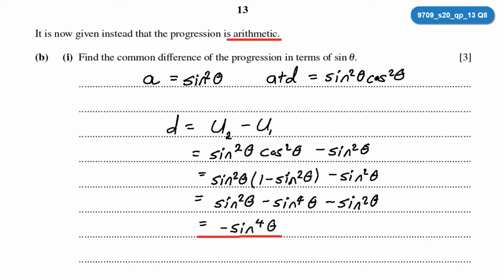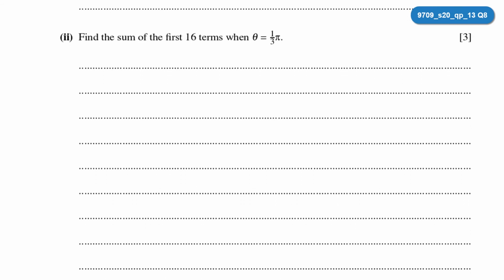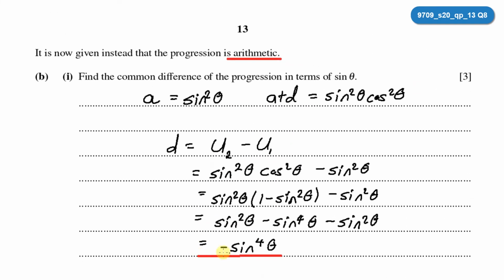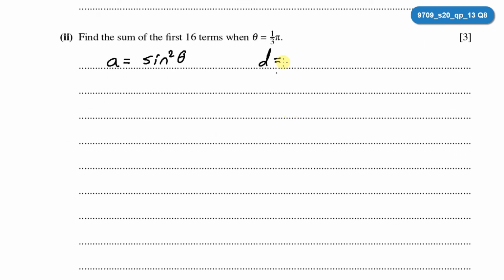Let's go to part 2. Find the sum of the first 16 terms when theta is equal to a third pi. So here we're looking for the sum of terms of an AP. And what do we have? We have the first term, that's a, as sine squared theta. And we also have the common difference, that's d, which we obtained in part 1. So d in this case is minus sine to the power 4 of theta.